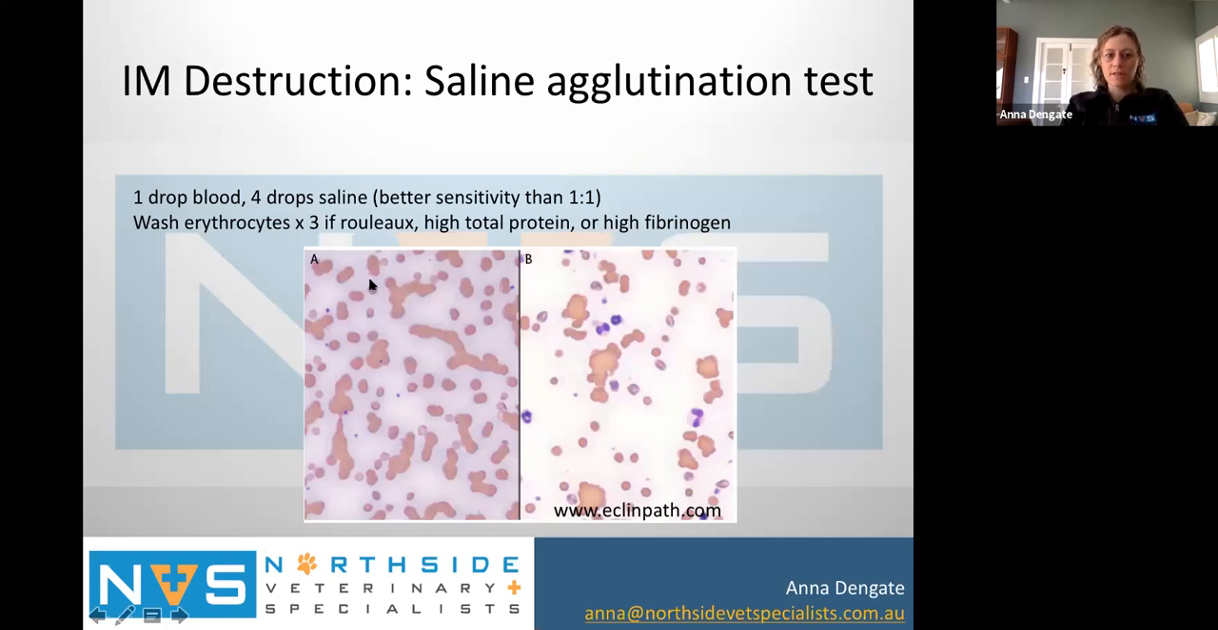So this is what agglutination looks like. This is an agglutinate. This is RULO. So cats have this all the time. And if you look at this, that looks exactly the same as that, doesn't it? But if you're seeing that with this, you need to wash your erythrocytes before you overinterpret it. Make sense?